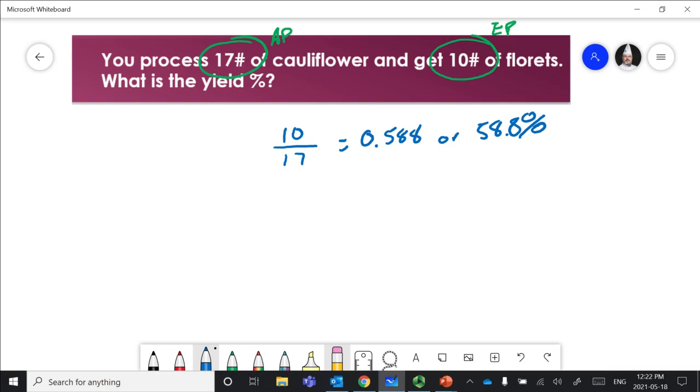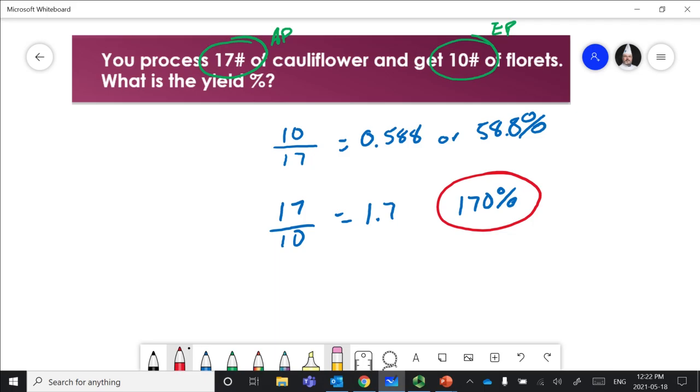So what if we did this backwards, right? What if we mixed this up and we did 17 divided by 10? We're going to end up with 1.7. If we multiply that times 100, that's 170%. How can we end up with 170% of 17 pounds? This should be a big red flag for you and say, hey, wait a second. If I started with 17 pounds, and if I got 17 pounds, that would have been 100%. So how would I get more than I started with? You're looking like a magician, right? How can you end up with 70% more than what you started with?